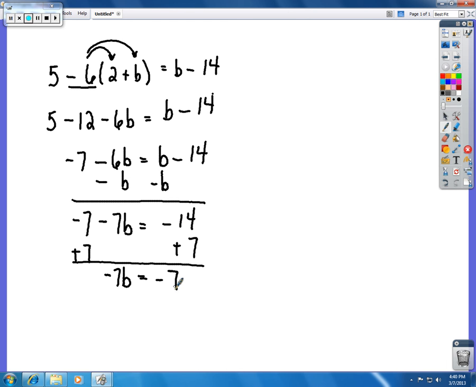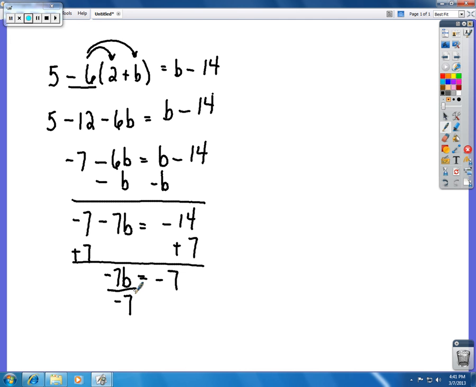Now, to get the b by itself, since this negative 7 is multiplied by b, the way that we get rid of it is we divide this b by that negative 7. Because if we do that, if we look again at just the constants out in front, we've got negative 7 divided by negative 7, which cancels out and becomes 1. And 1b is the same as just b, and that's what we're looking for.